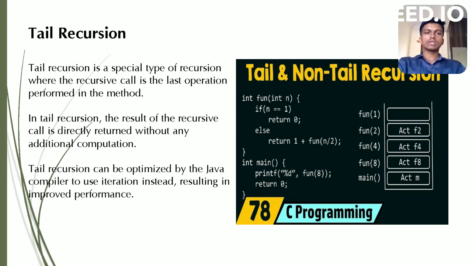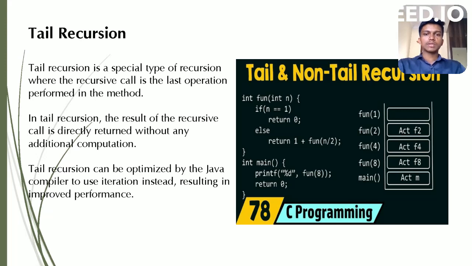Next, tail recursion. Tail recursion is a special type of recursion where the recursive call is the last operation performed in the method. In tail recursion, the result of a recursive call is directly returned without any additional computation. Tail recursion can be optimized by the compiler to use iteration instead, resulting in improved performance.